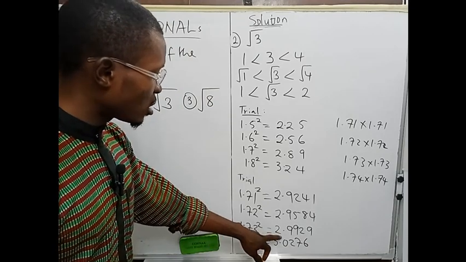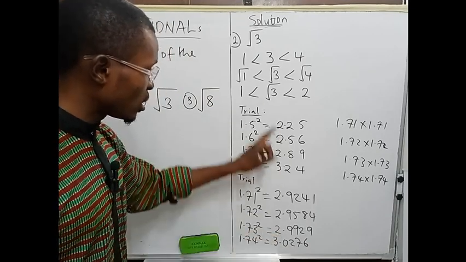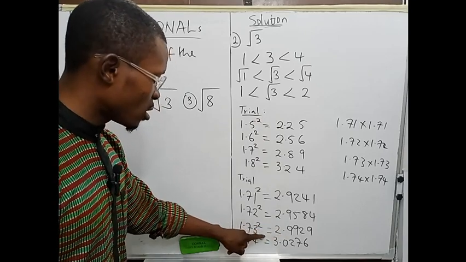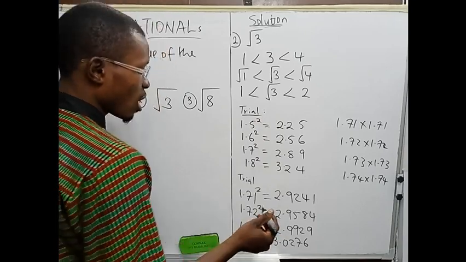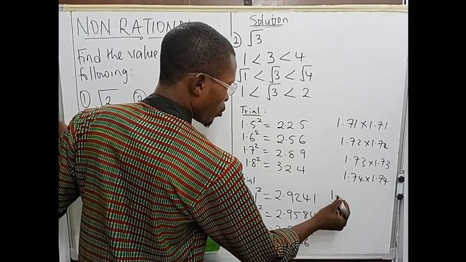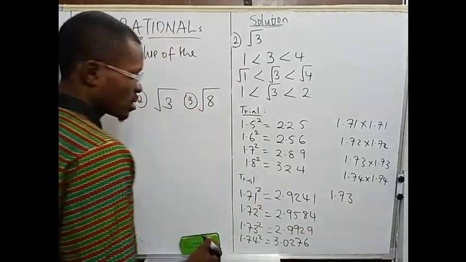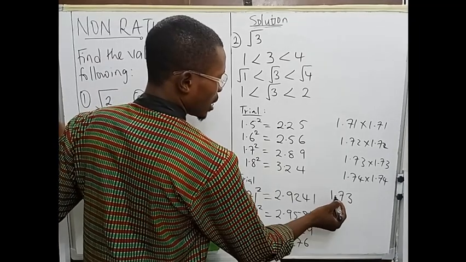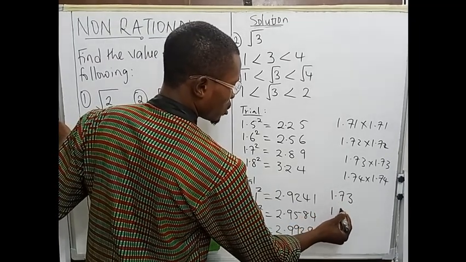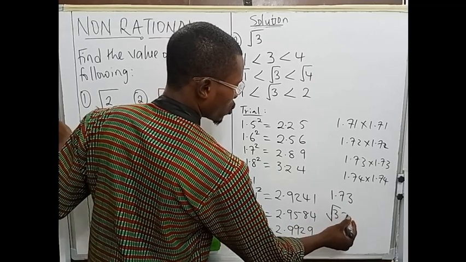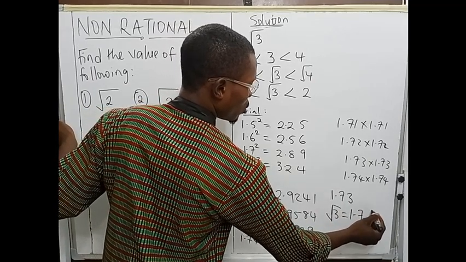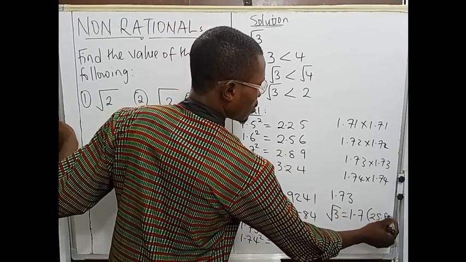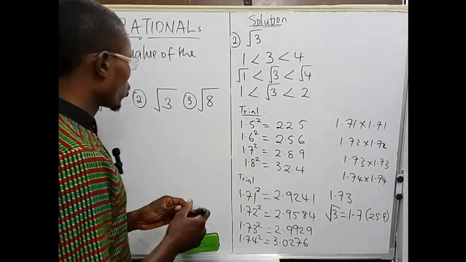Okay, so this is closer to this, this is more than this, so it will be in between this and this. Okay, so we have 1.73 as the value in 2 decimal places. Okay, and this will give us what? 1.7. So therefore, root of 3 is what? 1.7 to 2 significant figures. That is for root 3.